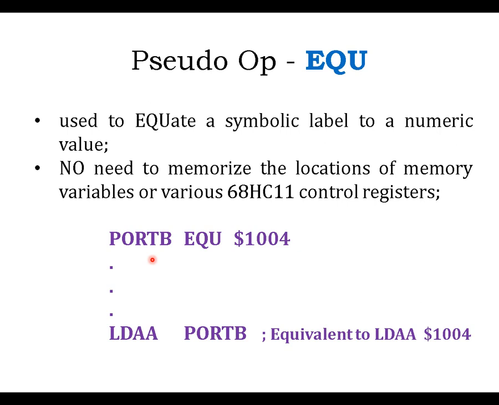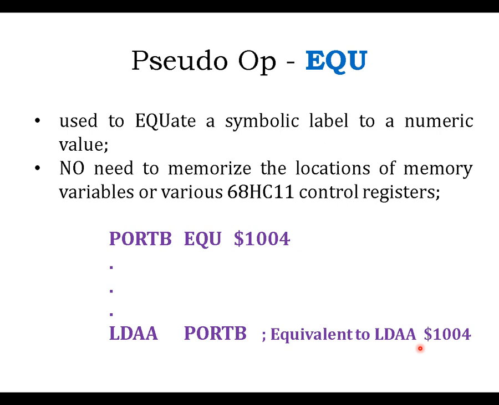But the thing is, whenever you are using those ports, you don't want to memorize all those addresses. Instead, you can just write a line like this: PortB EQU $1004. That means this is the address of the port. So after this point onward, you will be able to write just LDAA PortB. Now your assembler will read it like this: every time you write LDAA PortB, it just replaces PortB by $1004.